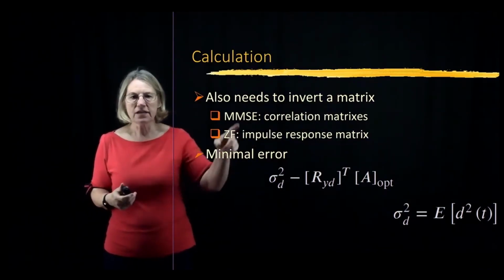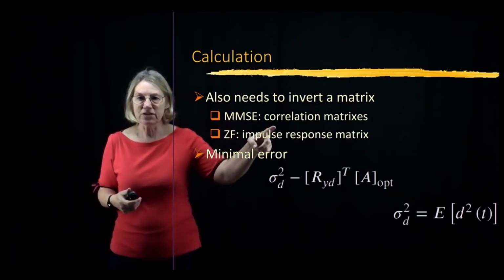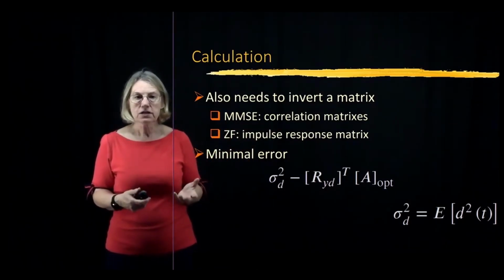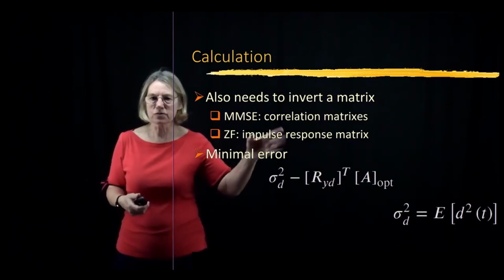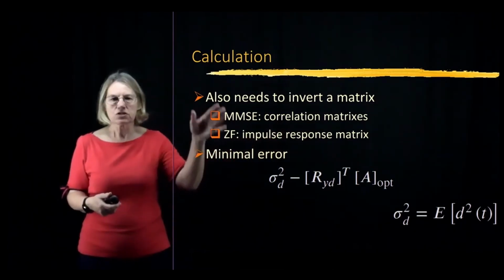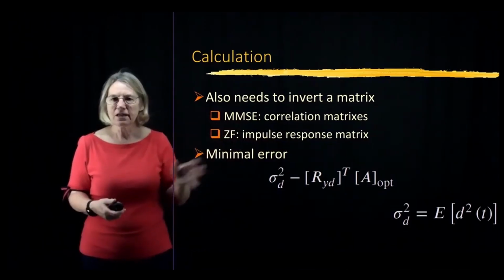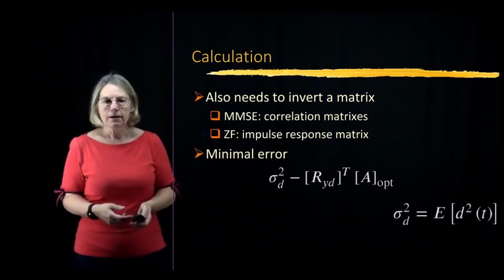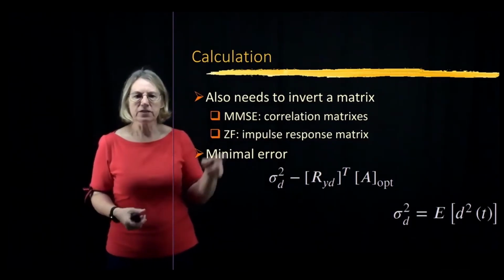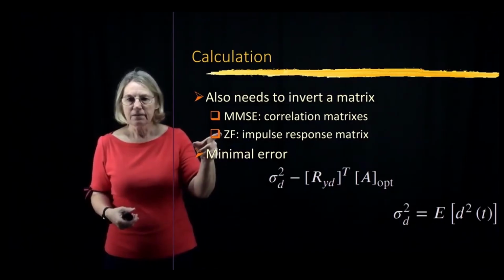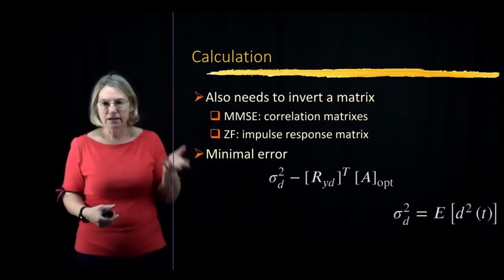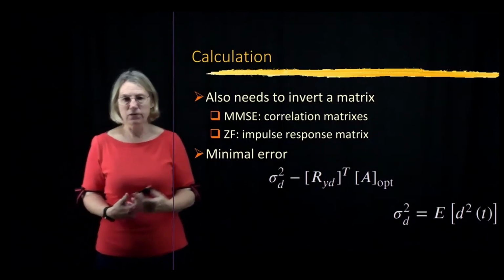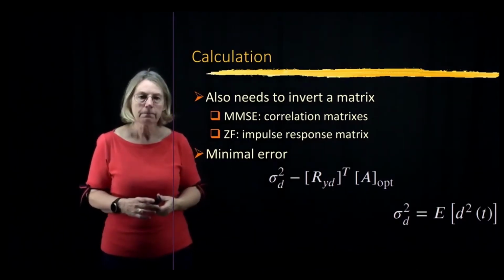In terms of the MMSE, it was the autocorrelation matrix that we had to invert. And in terms of the zero forcing, it was the impulse response matrix that we inverted. So in terms of complexity, they're pretty similar. The minimal error, we found an expression for the zero forcing equalizer, which was based on the noise enhancement going on with the inversion of the channel.